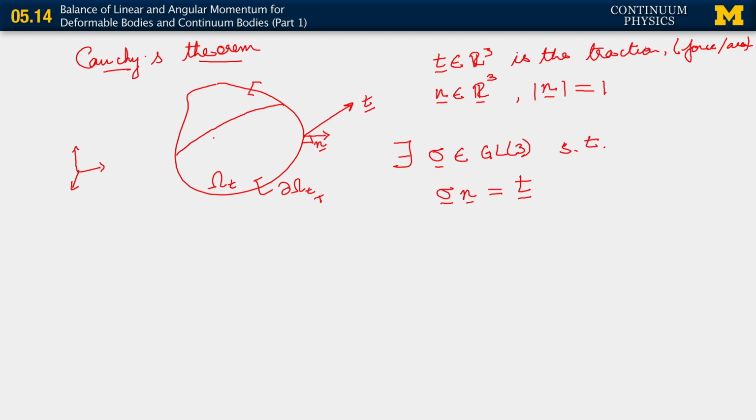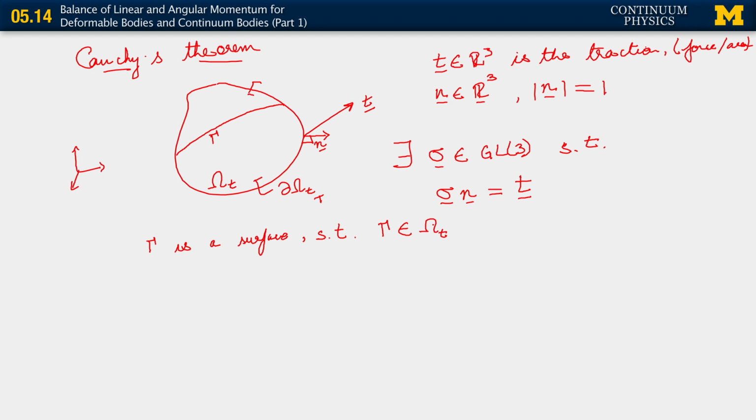So if I say now that gamma is a surface within the body, every point on gamma also belongs to the current configuration of the body. There are more formal ways to write it, but I'll just stop here. So now the point is Cauchy's theorem can equally be applied here.